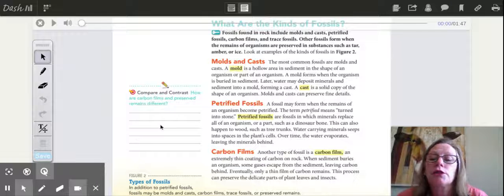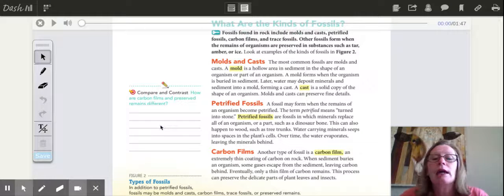Then I'd like you to turn to page 200 and highlight at the top, fossils found in rocks include mold casts, petrified fossils, carbon films, and trace fossils. And then look at this one. Other fossils form when they are preserved in substances such as tar, amber, or ice. Those would be good things to highlight.